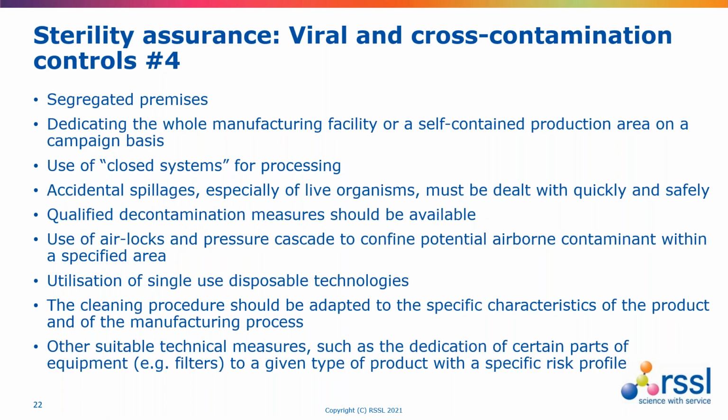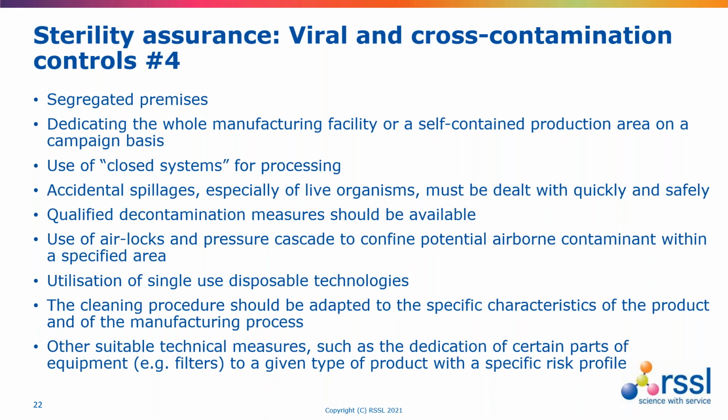And further with the concept of segregation, then there are different measures that can be taken. So this could include dedicating the whole manufacturing facility or a self-contained production area to specific types of cellular products on a campaign basis, so that different products are separated by time with a thorough decontamination step in between. Greater assurance can be produced through the use of closed systems for processing and material and product transfer between equipment.